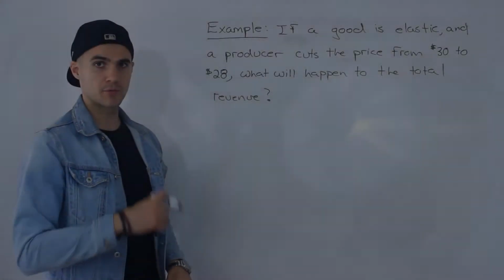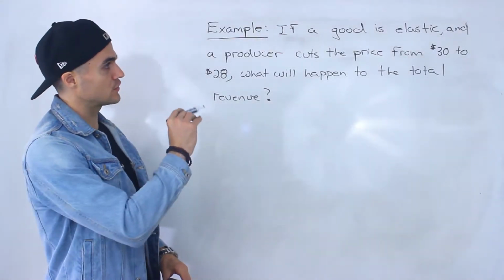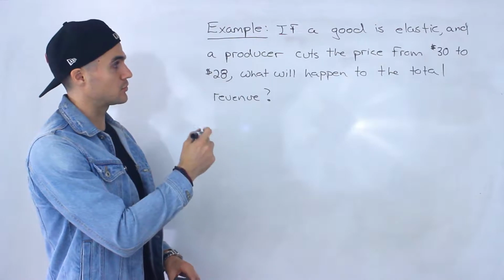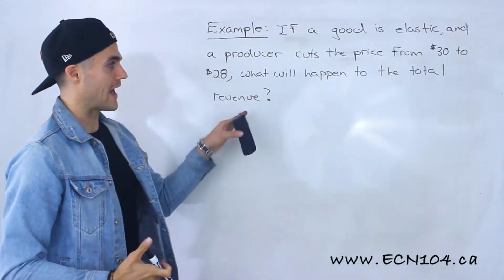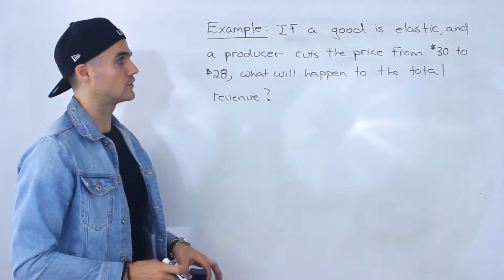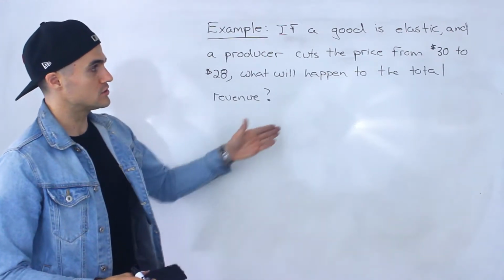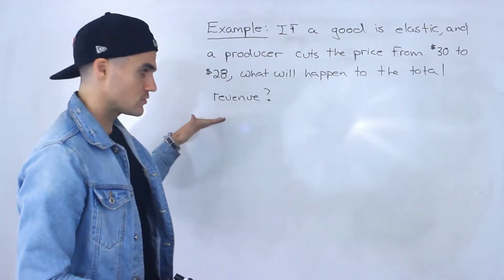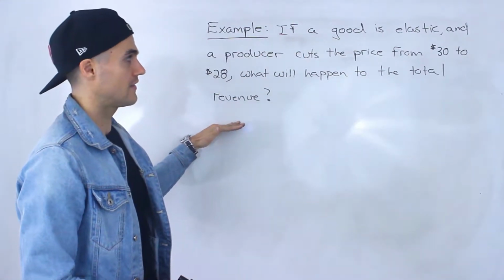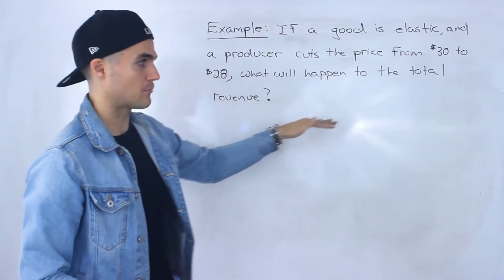So let's try another example dealing with the total revenue test. Let's say if a good is elastic and a producer cuts the price from $30 to $28, what will happen to the total revenue? Now, what you can do is that chart that we made before, you can go to the elastic row and then see what's going to happen when that price decreases.